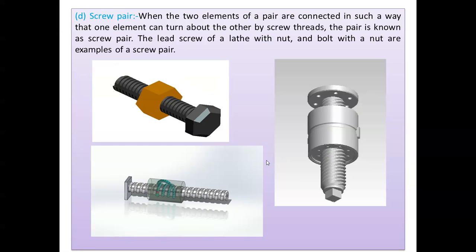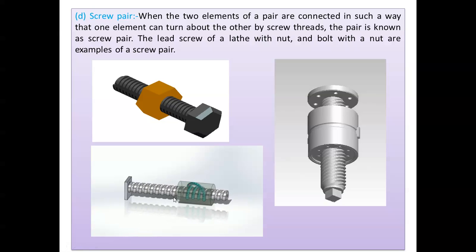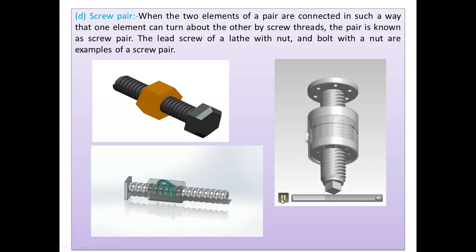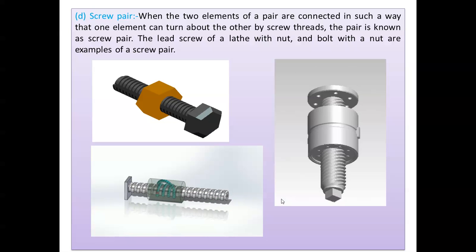Moving next, screw pair. As the name implies, in the figure and in the animation you can see the screw pair. Here you can say that when the two elements of a pair are connected in such a way that one element can turn about the other with the help of what? Screw threads. Hence the pair is known as screw pair. For example, the lead screw of a lathe with nut, then nut and bolt assembly. These are the examples for screw pair.